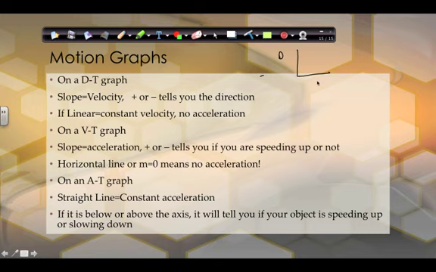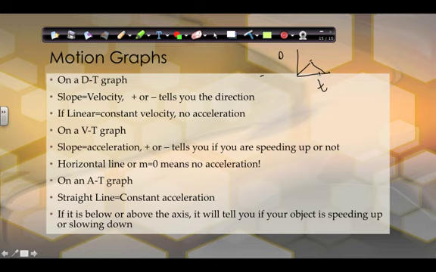So here's our dt graph right here. Right at this point I have a positive slope. That means that I am moving in a certain direction. Since I'm moving in a positive direction, I'm either moving up or I'm moving to the right. Now right here I have a negative slope. That'll tell me the direction again. So right here I've basically turned around and walked back. So right here I'm moving either to the left or moving down.